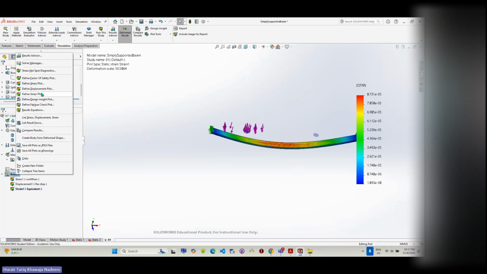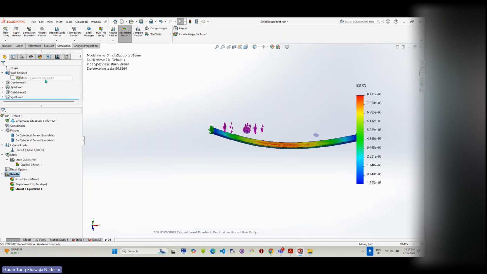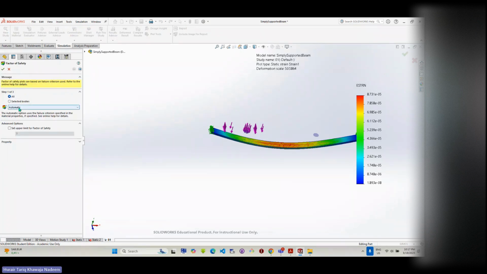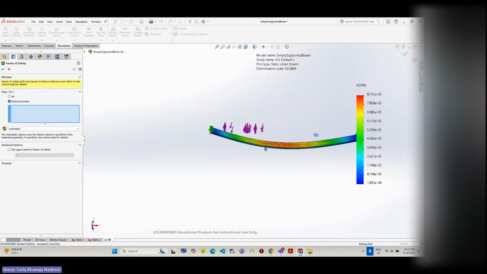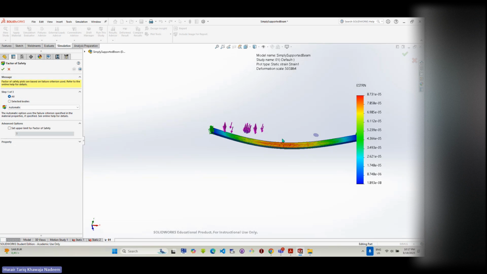And if, for example, you want something else, such as a factor of safety plot, you click on factor of safety, and you click all or selected bodies. Do you want it for the selected? Now we only have one body, so there is nothing, but you can use this option for selected bodies as well. All means all bodies. We have only one body, so this is not going to make a difference.